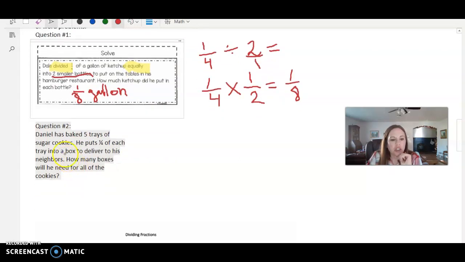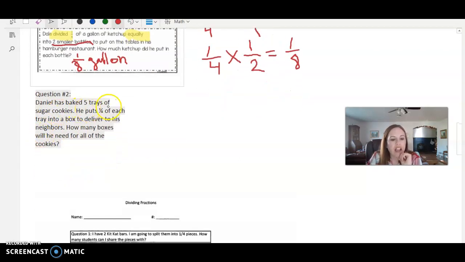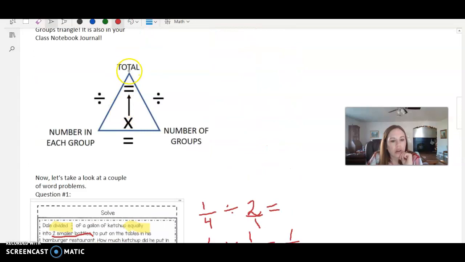Okay, let's look at question number 2. Daniel has baked 5 trays of sugar cookies. He puts 1/4 of each tray into a box to deliver to his neighbors. How many boxes will he need for all the cookies? Okay, so here we have started with a total, and then it gets broken up into 1/4, which is what's in each group. A fourth of a tray is what is in each group. So my answer is going to be how many groups is that?